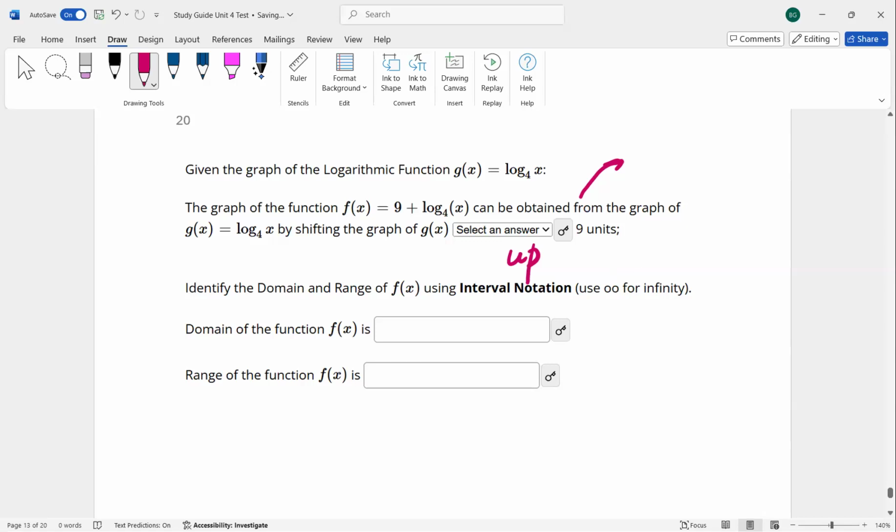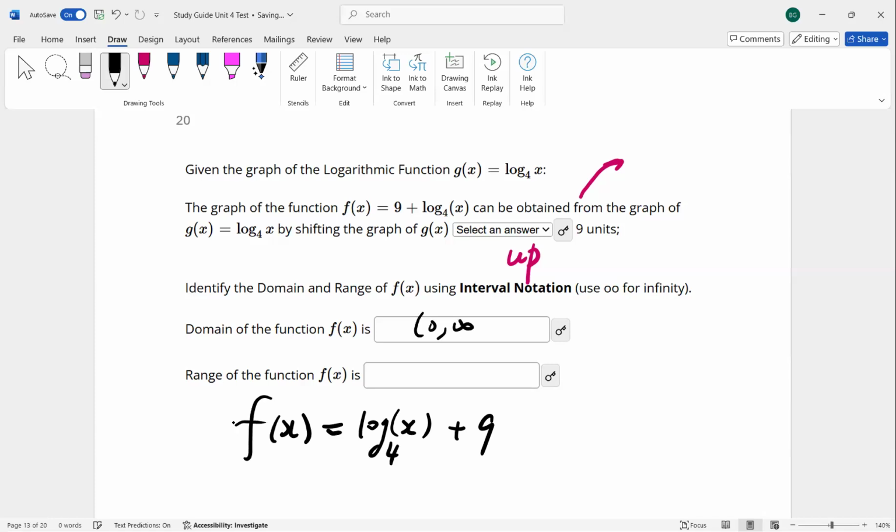Identify the domain and the range for the function f. When two functions appear, you have to make sure which function you are considering. We're considering f of x. F of x is log with base 4 of x plus 9. Domain is the same. Domain is all positive because the domain requires the argument positive. So argument positive, x bigger than 0, 0 to infinity.